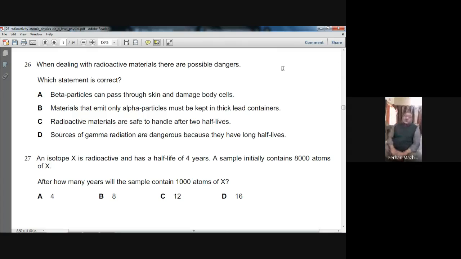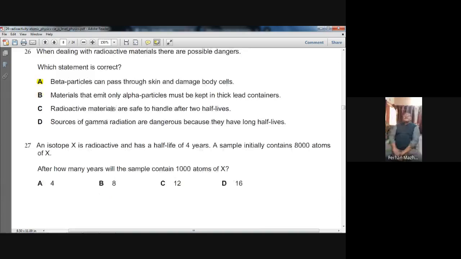A is the best wording. A beta particle can pass through skin and damage body cells. So A is the best answer. Understand? Yes, sir.